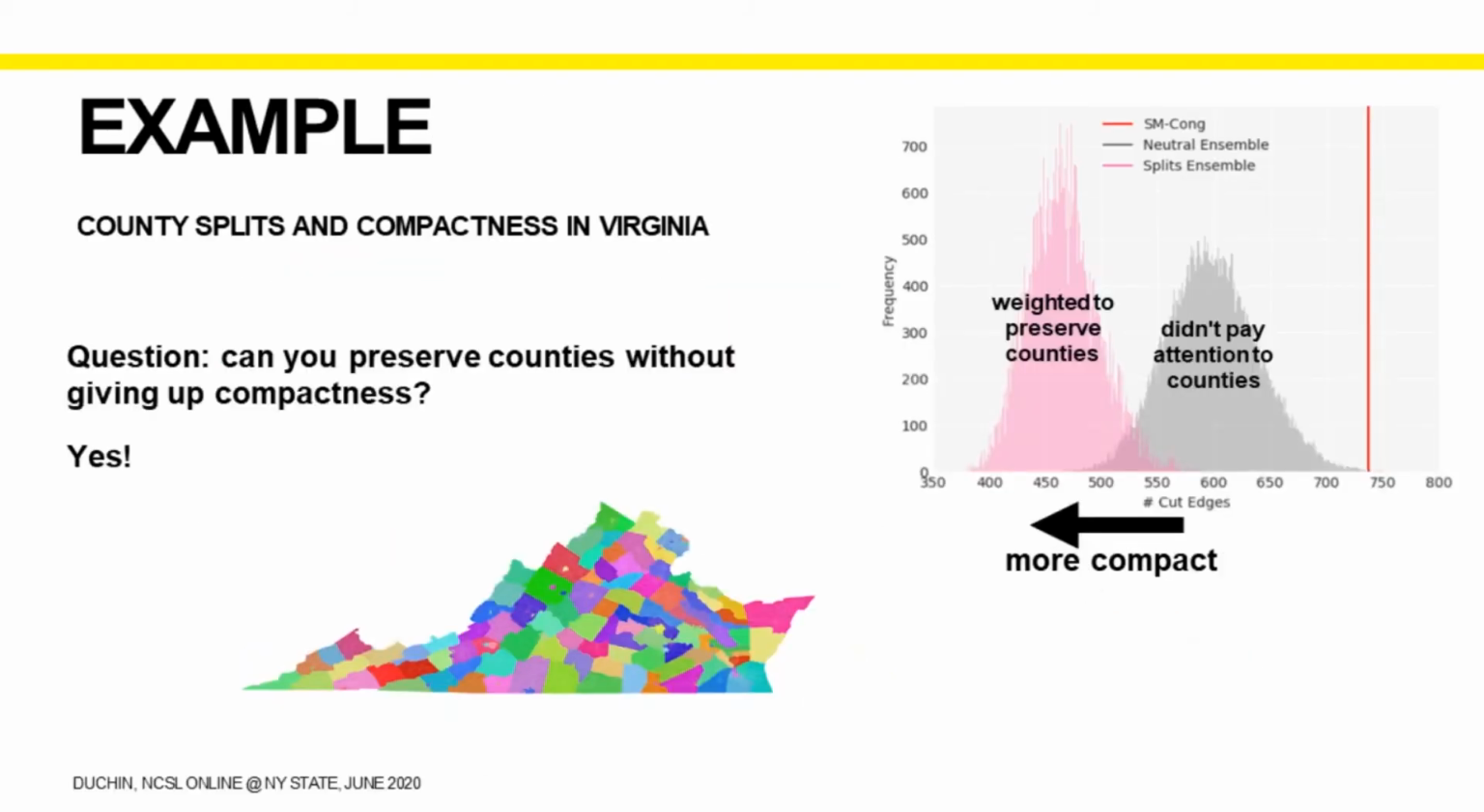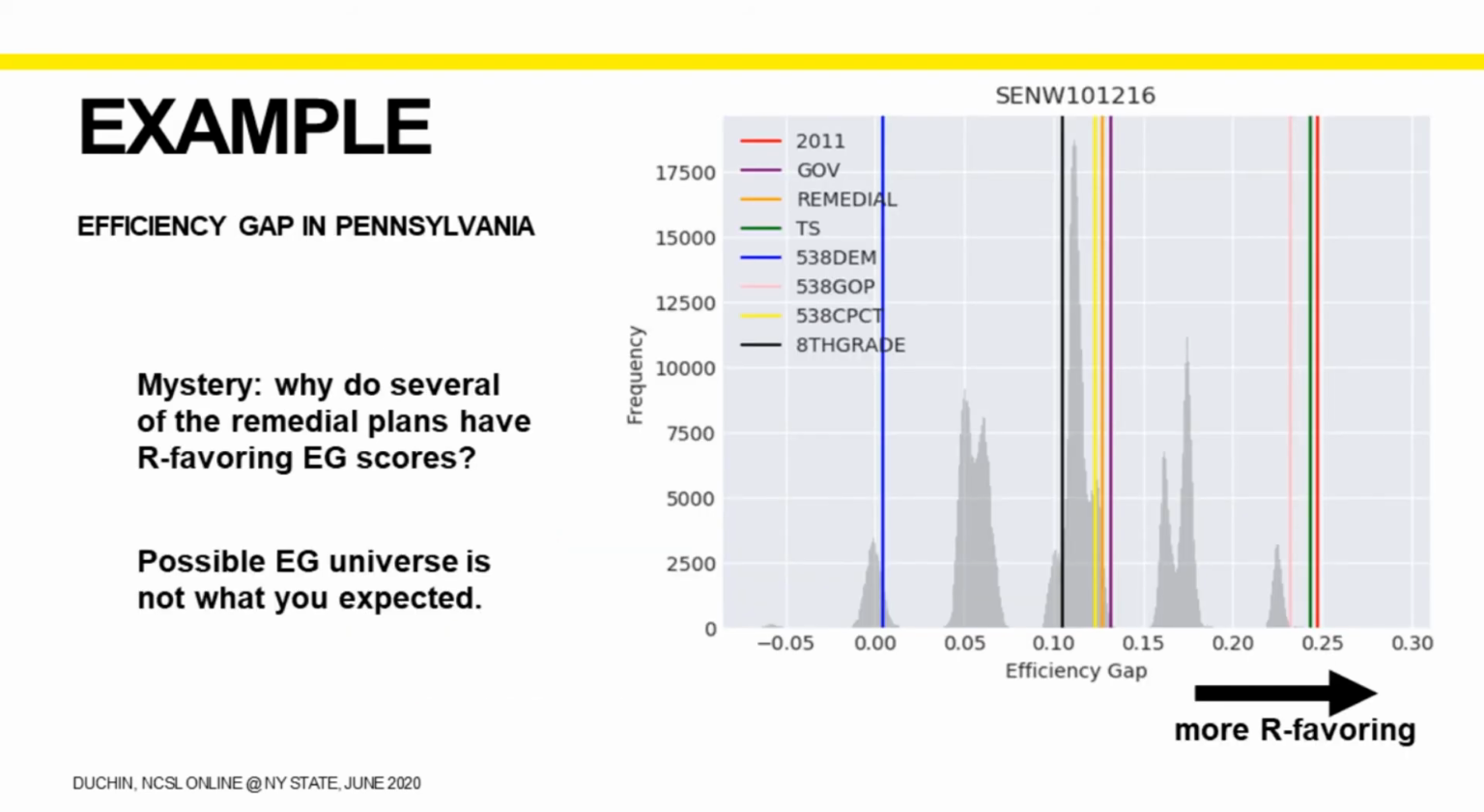Just to be really brief and show a few examples. My research group was asked to analyze county splits versus compactness in Virginia. So the question was, can we give a high priority to county preservation without giving up compactness? Here's a little picture of Virginia. You can guess that the answer might be yes, because the counties themselves are fairly nicely shaped. And we showed that the answer is yes. If you take an ensemble and weight it towards county preservation, it becomes more compact rather than not. Okay, so that's a way to think about trade-offs in your criteria.